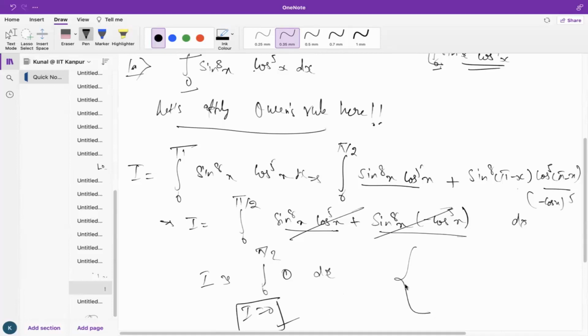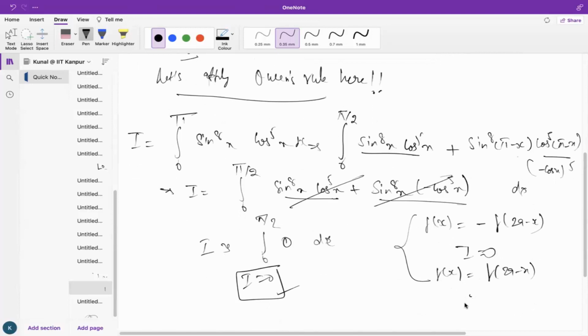In yesterday's lecture we already dealt with this: if f of x is equal to minus f of 2a minus x, our integral value is 0, and if f of x is equal to f of 2a minus x, our integral value is 2 times the integral from 0 to a. So here f of x is equal to minus f of 2a minus x, so the integral value is 0. I hope you all understand what I'm trying to say, right? So its integration value is 0.